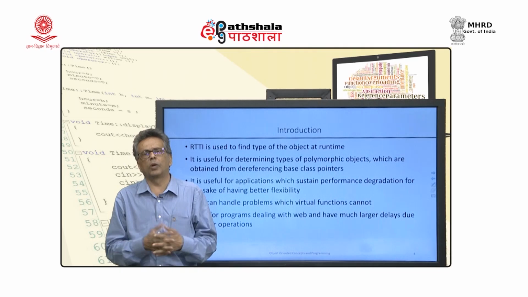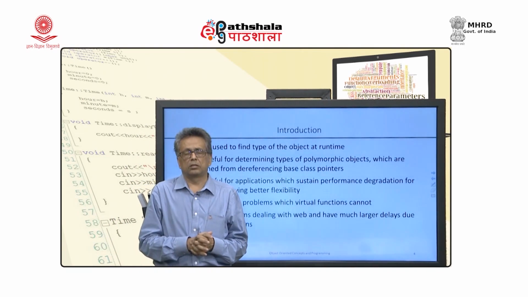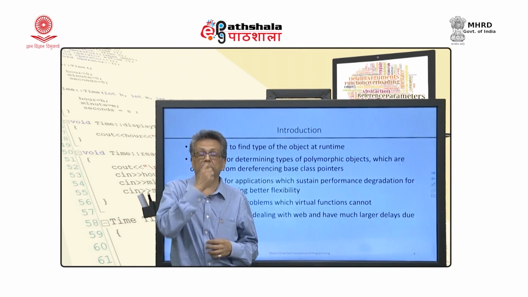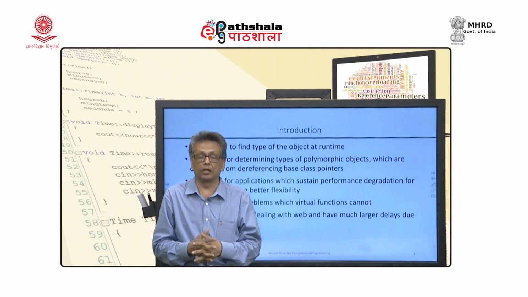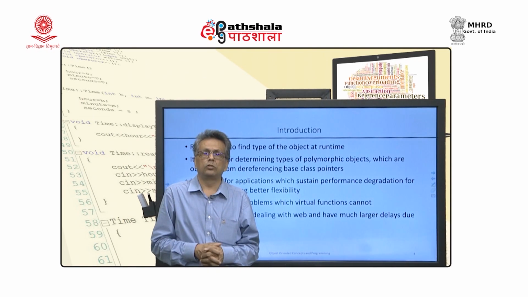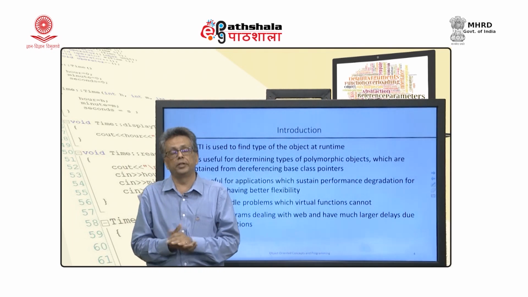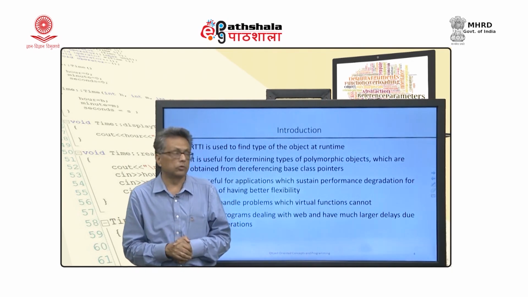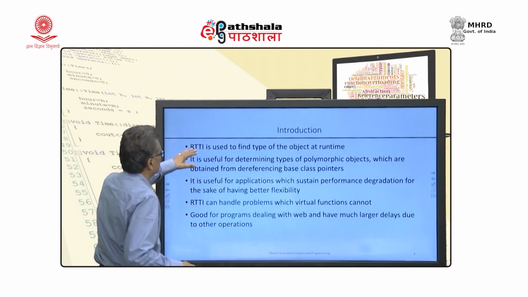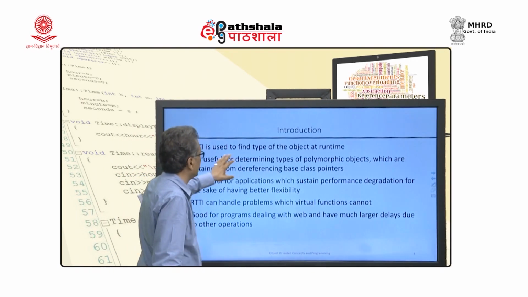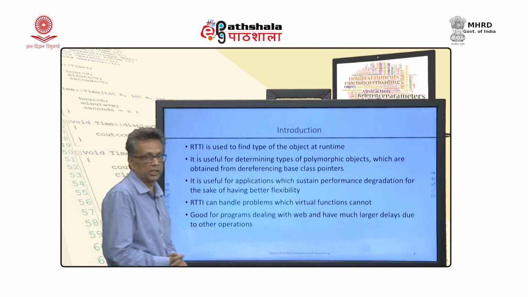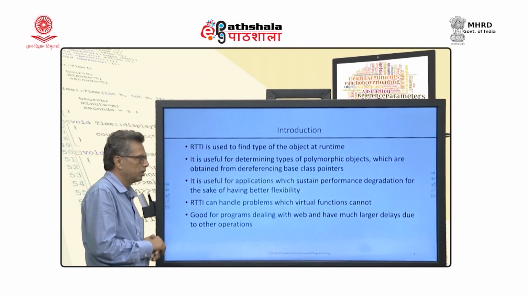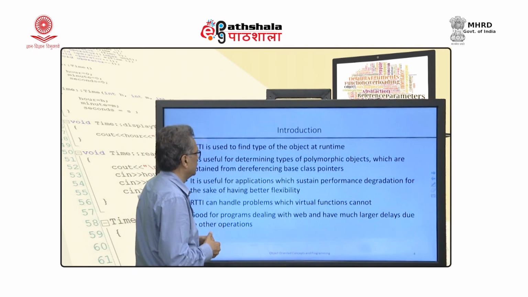So, whenever we deal with them, sometimes we would like to know the type of the object that we are pointing to and take decisions about that. RTTI is all about doing that, and we will be discussing that in these two modules. We will begin with this: as I said, runtime type information, or RTTI, is used to find the type of an object at runtime, and we are dealing with polymorphic objects actually.